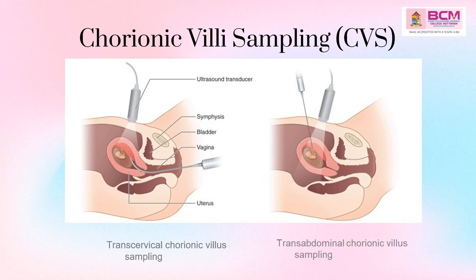Alternatively, if the placenta is located in a less accessible position, the transabdominal method is used. Here, a thin needle is inserted through the mother's abdominal wall and uterus, again guided by ultrasound to reach the placenta and draw a sample of chorionic villi. Both procedures usually take about 20 to 30 minutes and may cause mild cramping or discomfort, but they provide crucial information about the baby's genetic health, helping to diagnose conditions like Down syndrome, cystic fibrosis, and other chromosomal or genetic disorders.